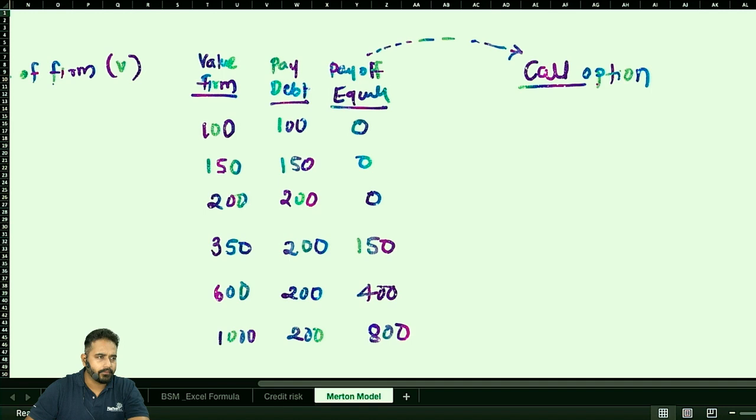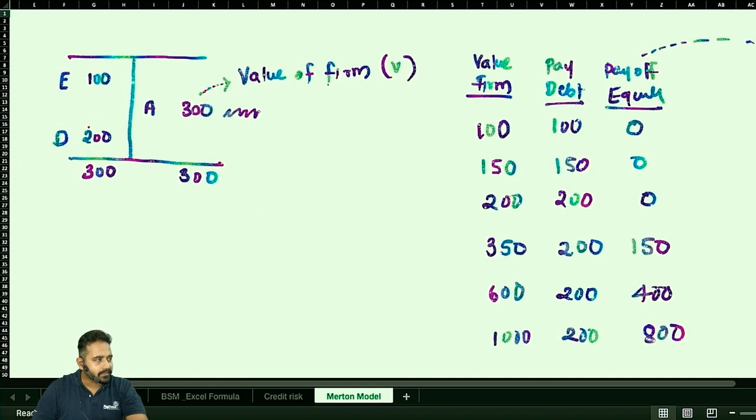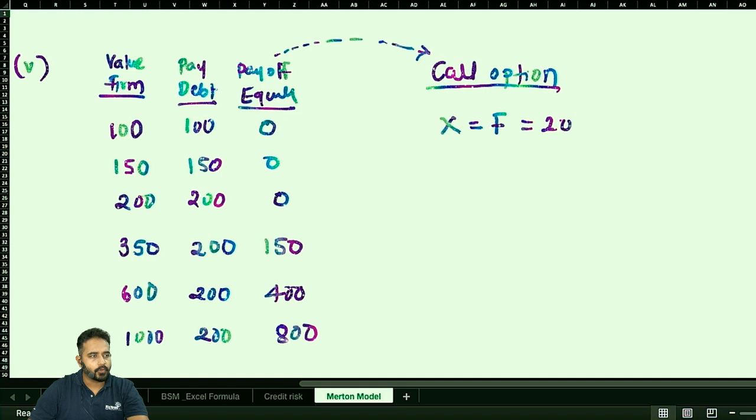The strike price of this call option is going to be the same as the face value of the debt. Now, what is the face value of the debt? In this instance, that's 200. So the strike price here is going to be 200. And this is a call option on what? It is a call option on the firm. You have a long call position. That means equity is essentially a long call on the firm with a strike price of 200.